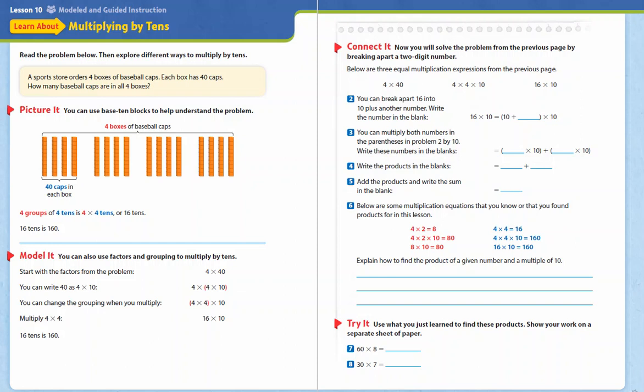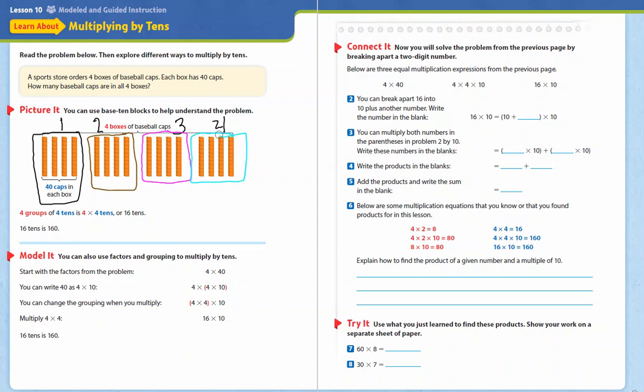So if we look here at the picture, you can see that we're using base ten blocks to understand the problem. In this first one, this is box number 1. This is box number 2, box number 3, box number 4. We can see that there are 40 caps in each box, in this one, this one, the third one, and in the last one.